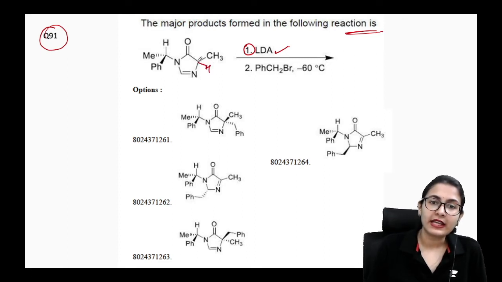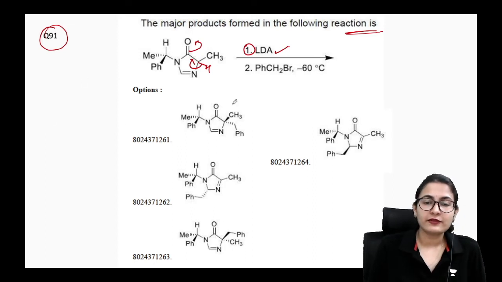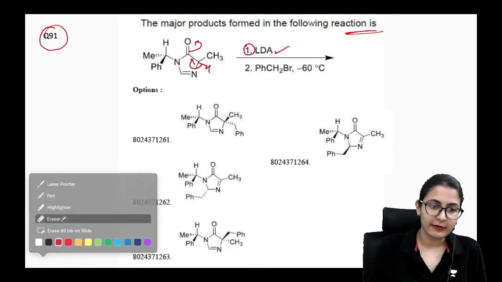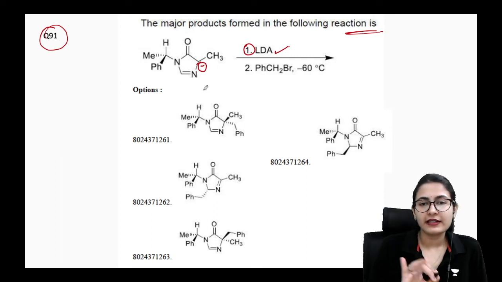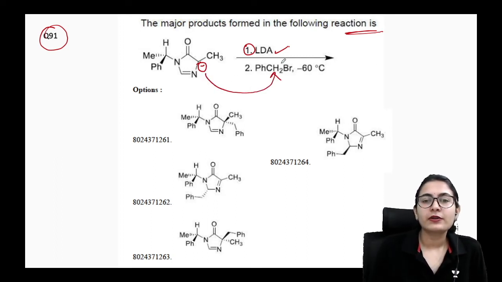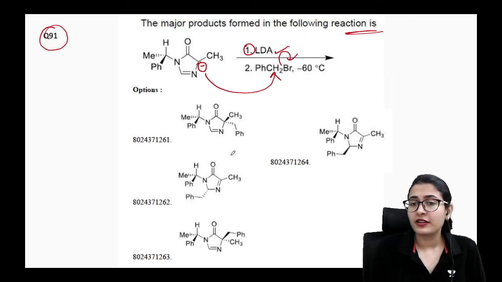You just have one acidic proton which is going to be lost in this way, and it is going to give you a carbanion, or let's say enolate. Okay, let's say I'm writing, you're getting a carbanion over here, directly writing the carbanion. Where is it going to attack? It's going to attack the CH2Ph and Br is going to eliminate.